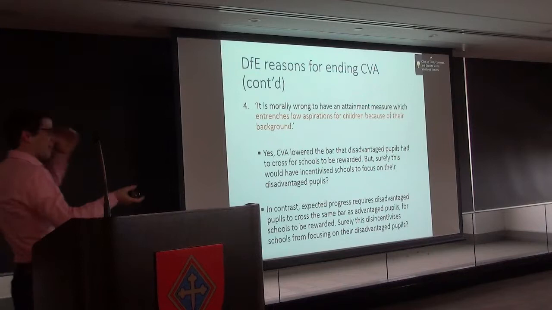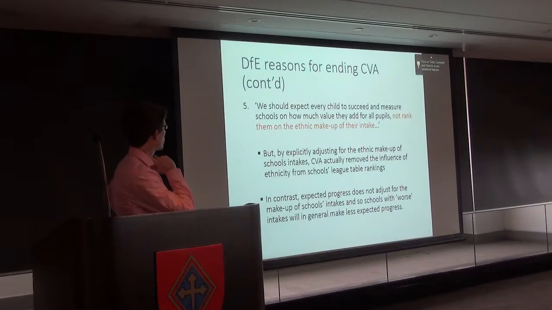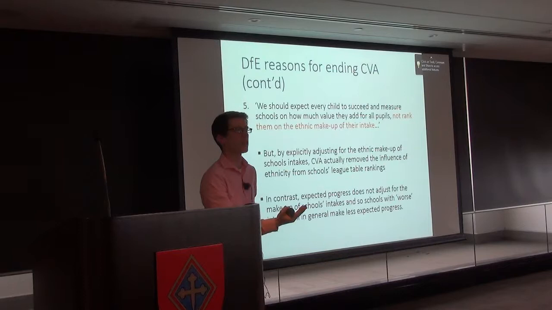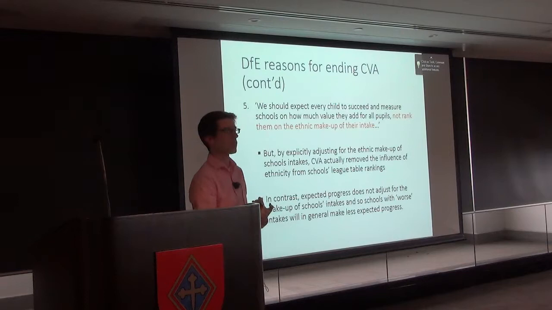The fifth one is we should expect every child to succeed and measure schools on how much value they add for all pupils, not rank them on the ethnic makeup of their intake. The whole point of adjusting for ethnicity is to remove it from the school effect so that you aren't ranking schools by ethnicity. So this is completely back to front. You adjust for factors so you don't hold schools responsible for them.